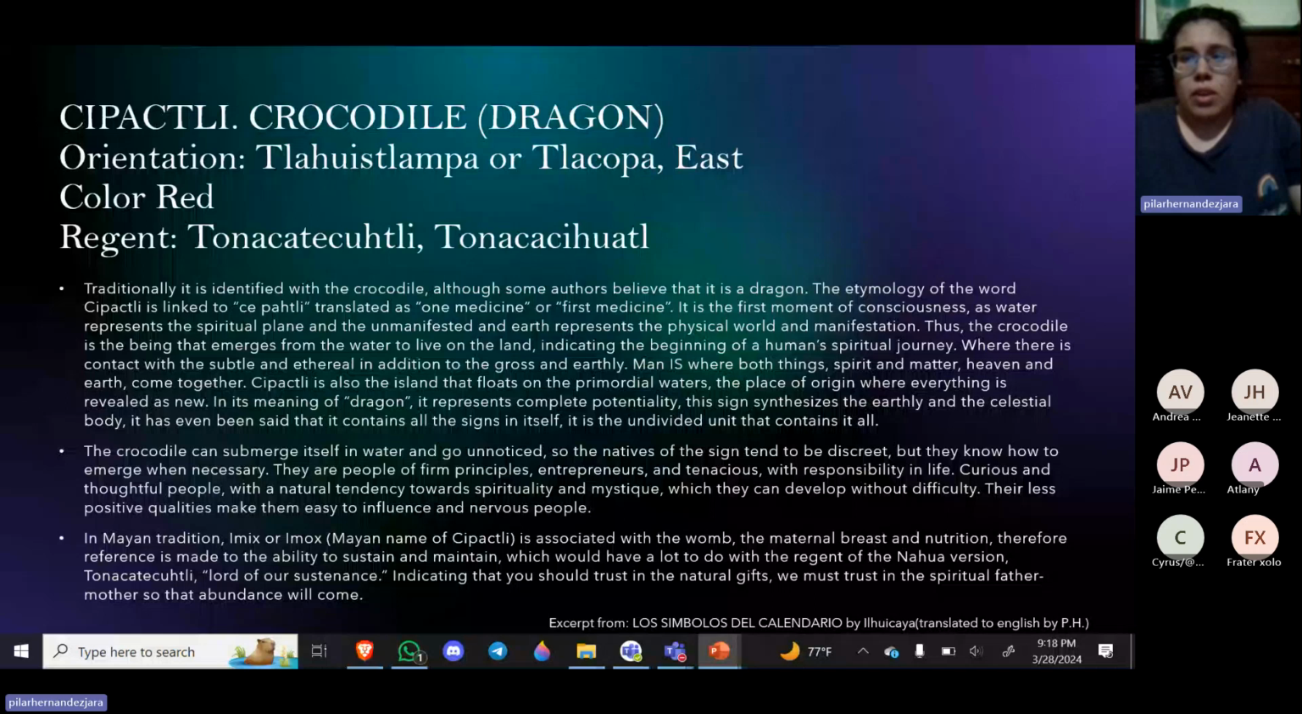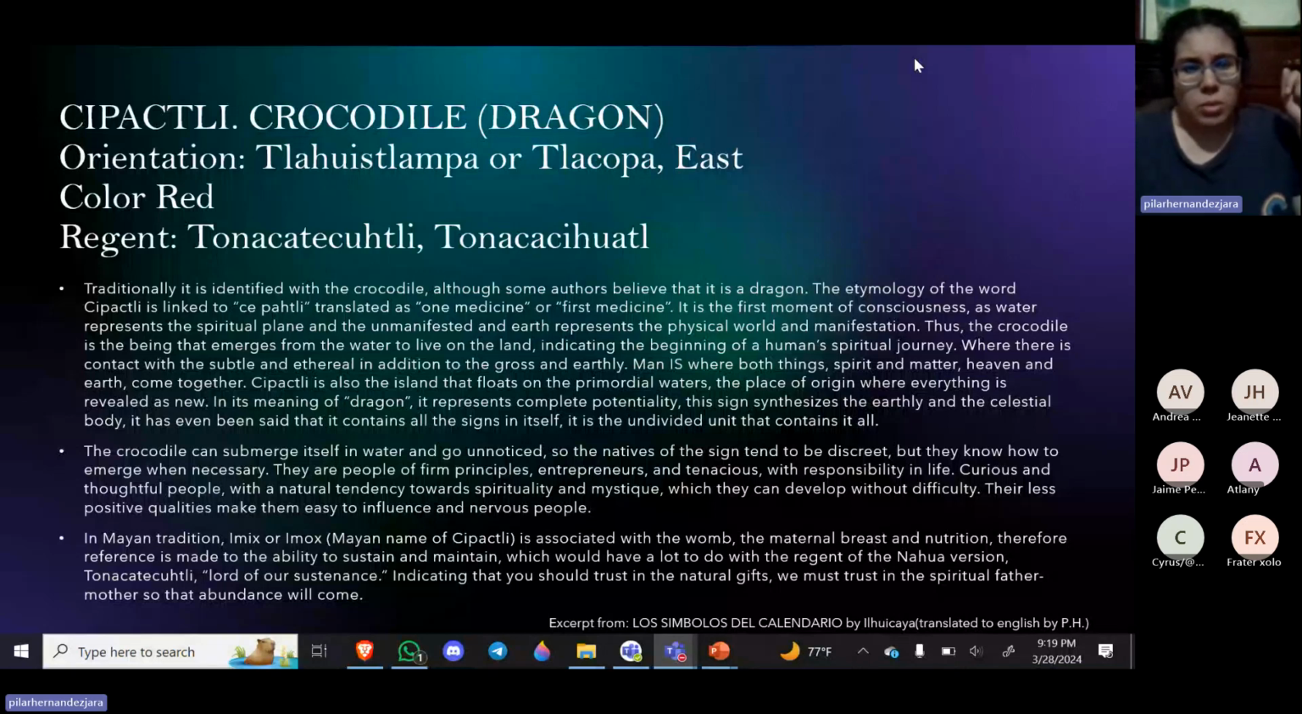Zipaktli is also the island that floats on the primordial waters, the place of origin where everything is revealed as new. In its meaning of dragon, it represents complete potentiality. This sign synthesizes the earthly and the celestial body. It has even been said that it contains all the signs in itself. It is the undivided unit that contains it all.